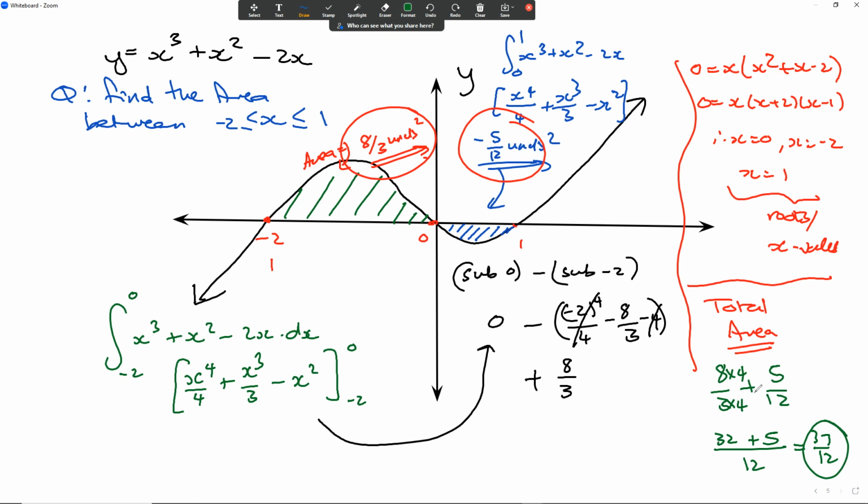Final answer there. Okay. And that's how we would find the area using a definite integral. Okay, just a little bit of trial and error there.